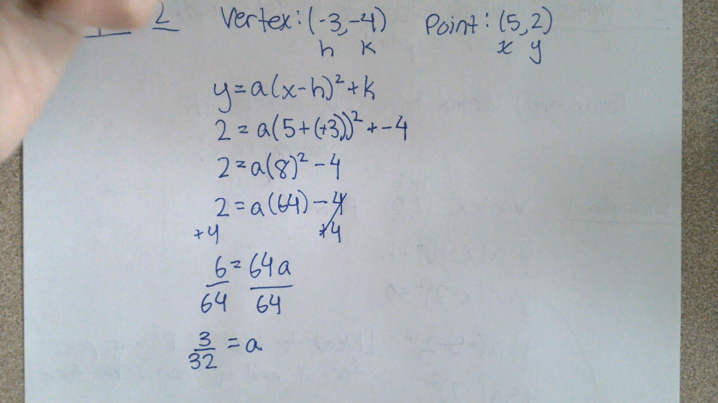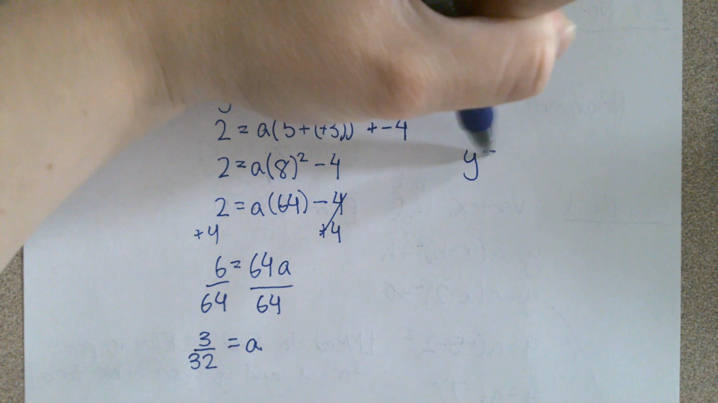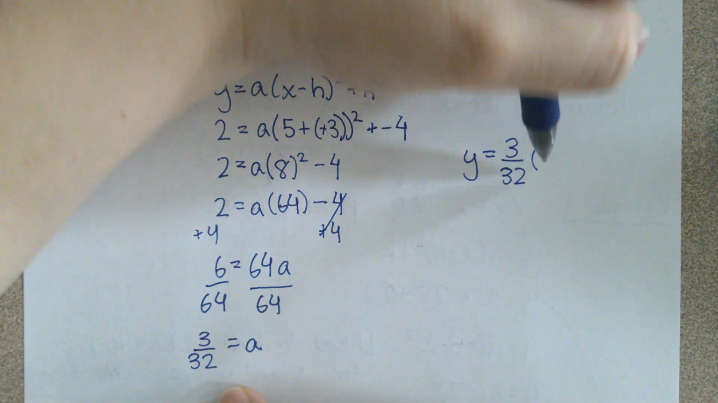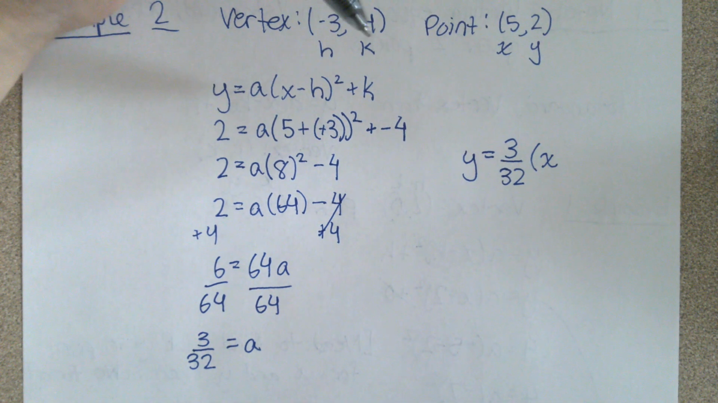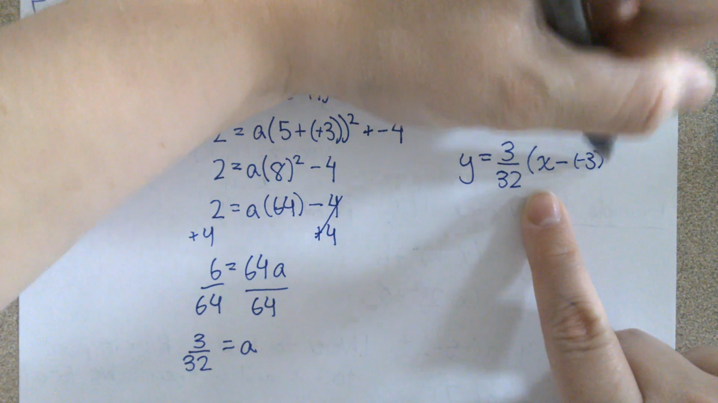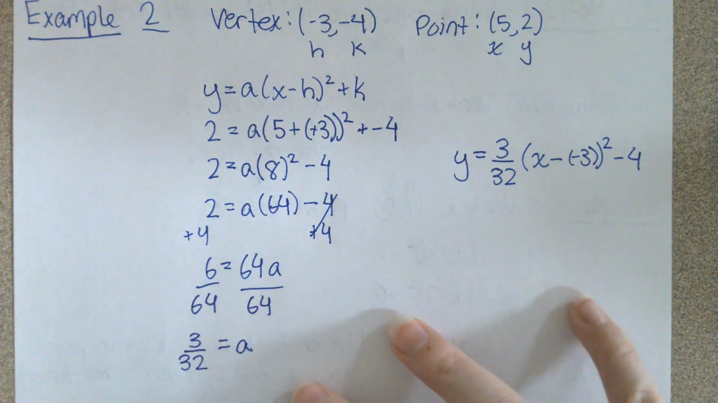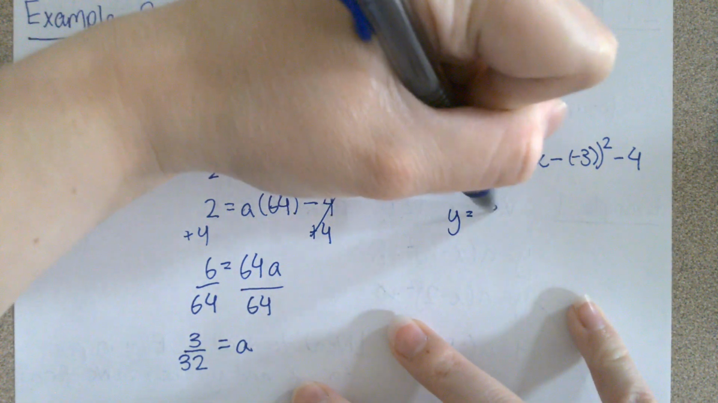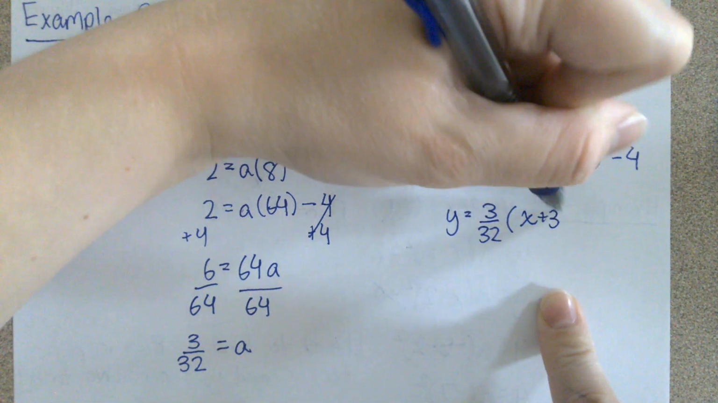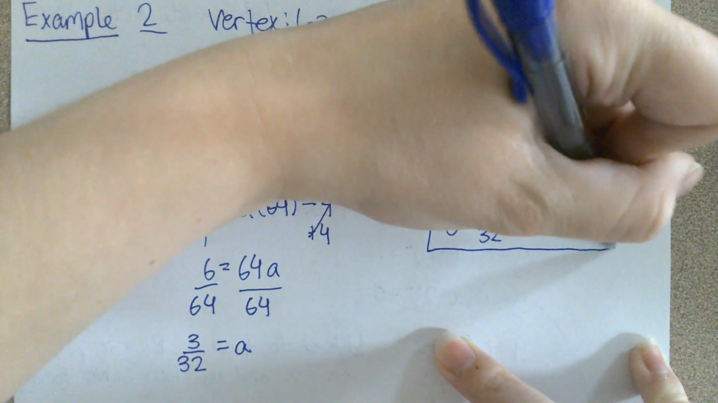Now let's put it all together. So for our final answer, we have y equals a is 3 over 32 times x. And then we have minus h is -3, squared, and then k is -4. So let's write that as -4. And then to fully simplify it, we need to make that x plus 3 squared minus 4. That is the full equation for our problem.